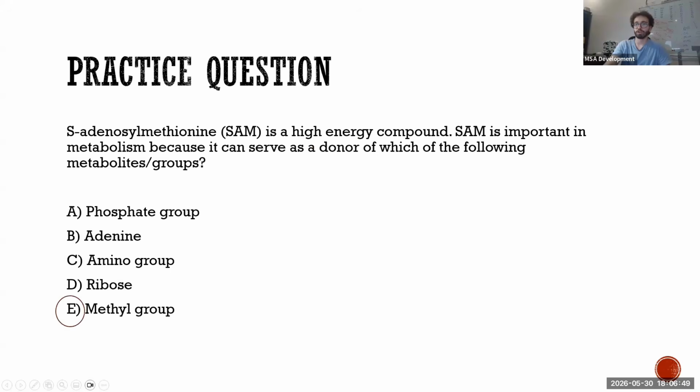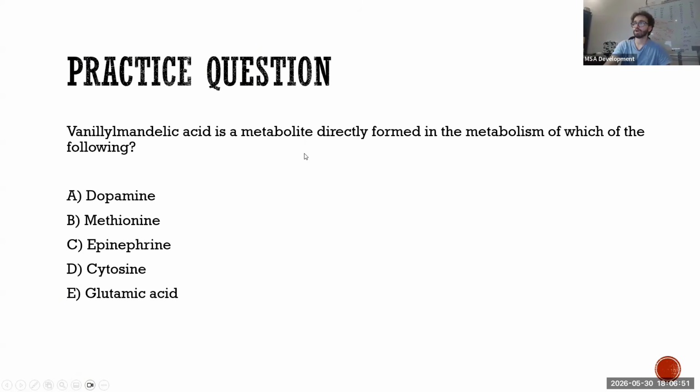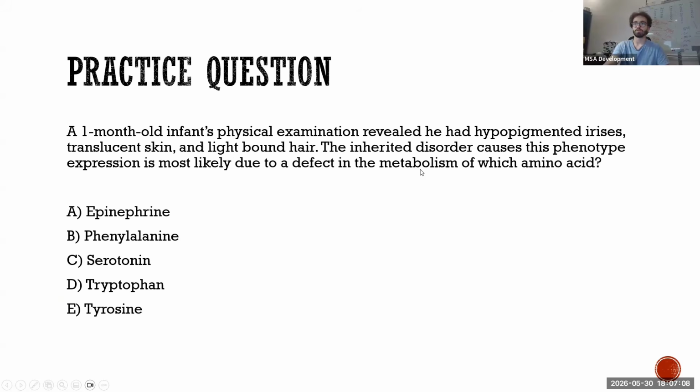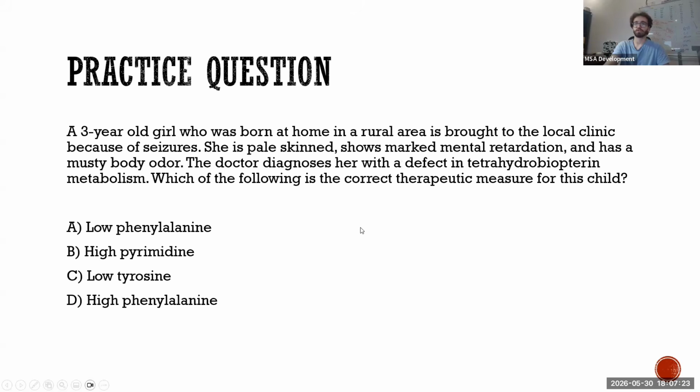Does it donate? We already said methyl group. VMA is a metabolite of what? Epinephrine. This picture clearly shows black pigmentation in joints. What does it show? Toxic substance accumulating due to a defect in tyrosine metabolism. Okay. Hypopigmented irises, translucent skin, light hair. Come on. This is an amino acid. We know, tyrosine.